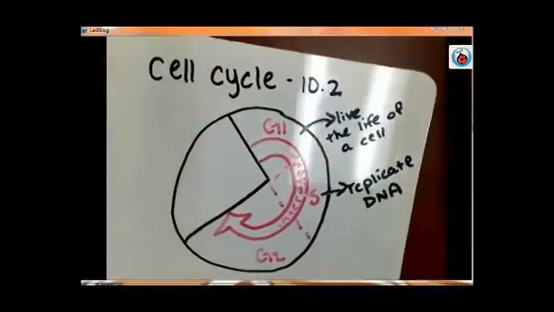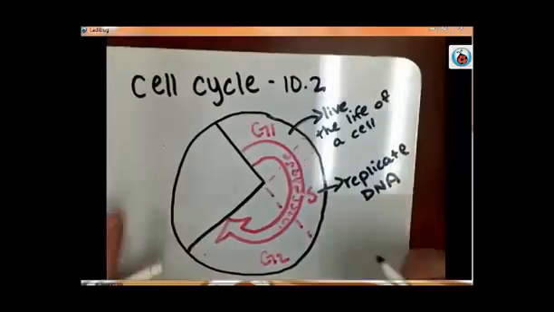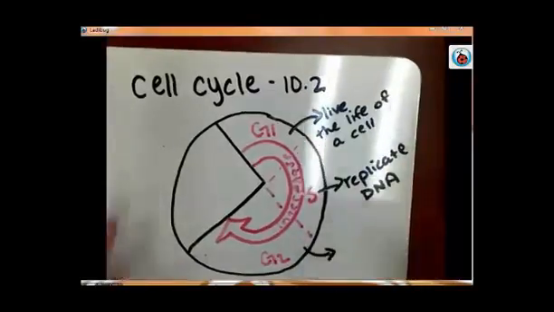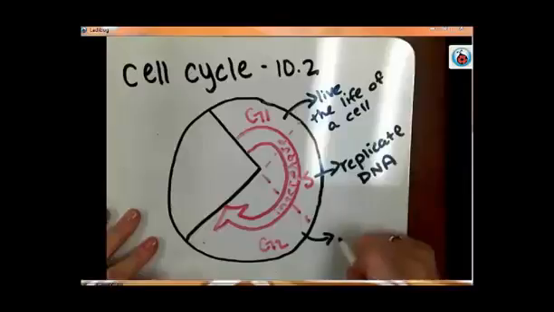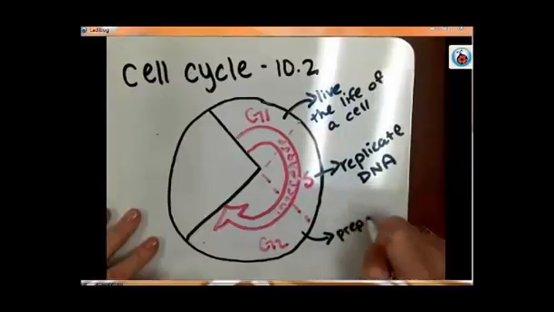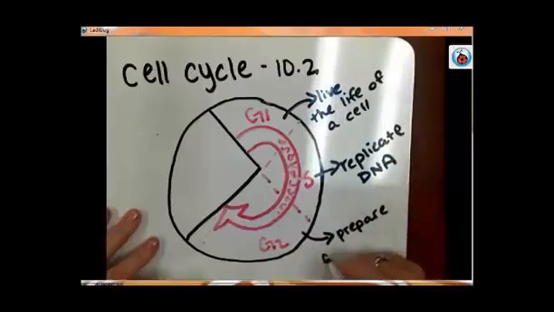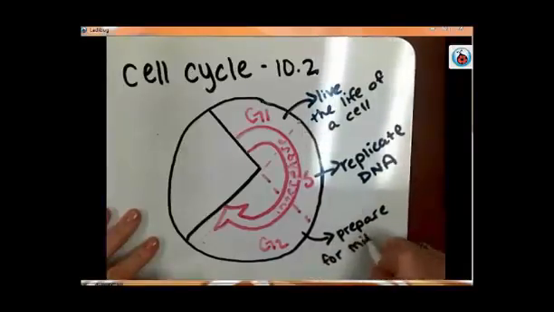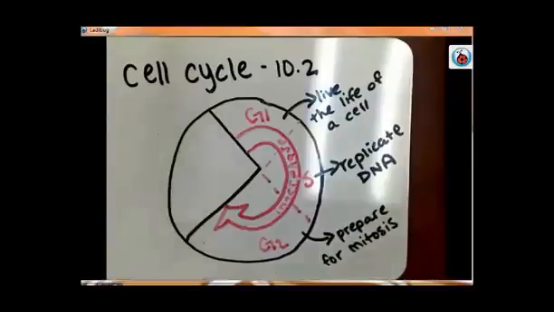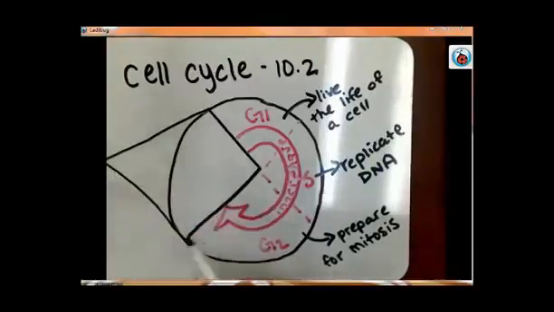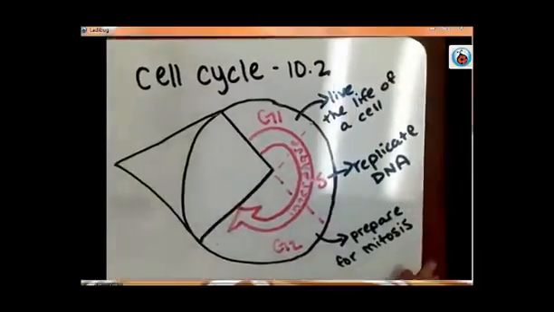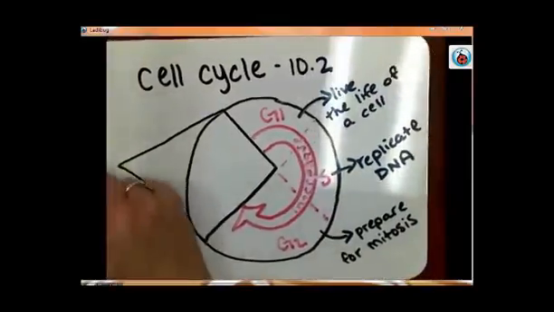All right, after we replicate DNA, we're going to go into G2 phase. So G2 phase is going to be where the cell will prep itself for cell division. So we have to prepare for mitosis. All right, so then we go into our division. So right here, we would consider this cell division, this part here. And cell division is termed M phase.